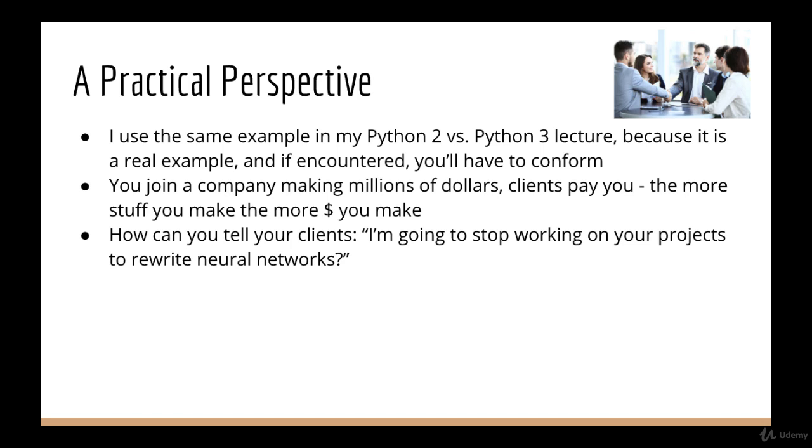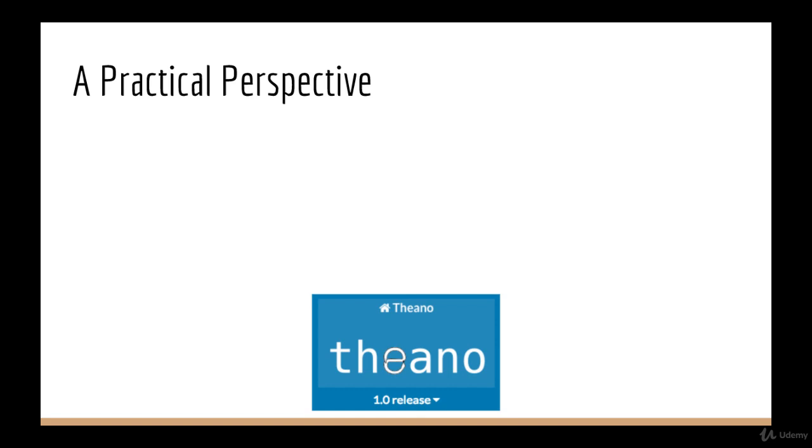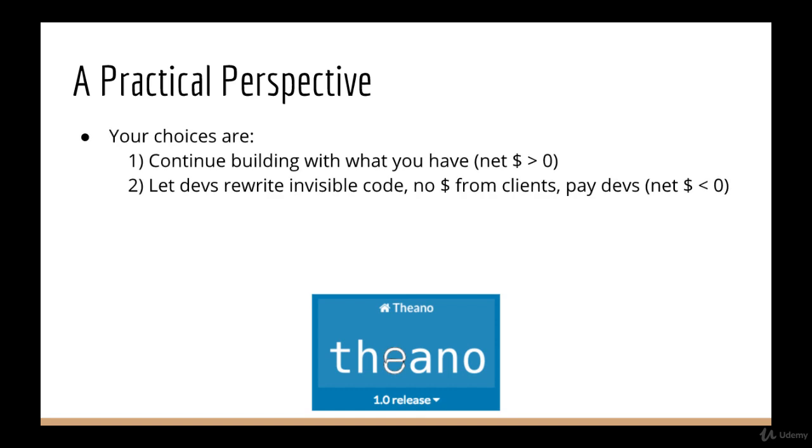That sounds ridiculous. To the client, there's no visible effect. As a client, it sounds like you're telling me you want to spend months writing code so that you can replace a neural network with another neural network that gives me the exact same result as the old neural network. Well, firstly, you're not getting paid for that. So your choices are the following. Number 1, continue building with what you have and make money. Or number 2, let your devs spend a lot of time rewriting code that is invisible to everyone except them. Do not get paid anything for it, and in fact lose money because you still have to pay those devs. As a manager or business owner, the choice seems obvious.